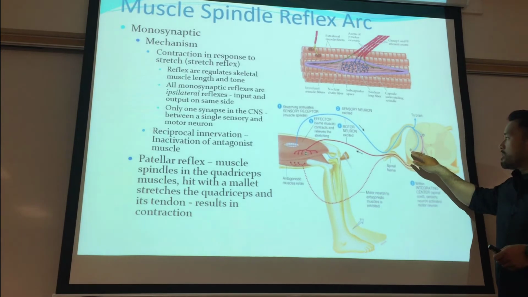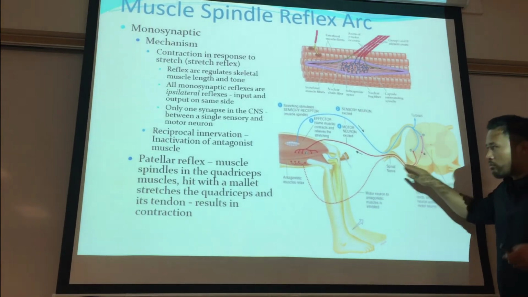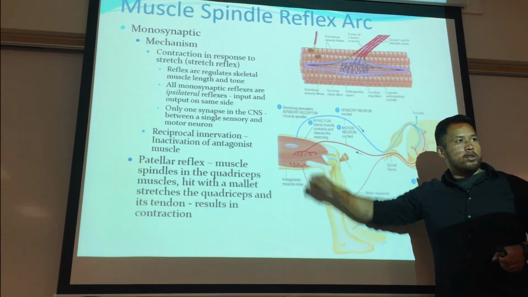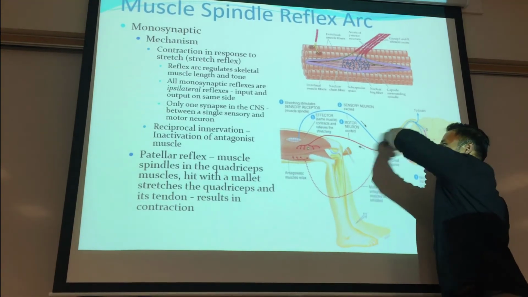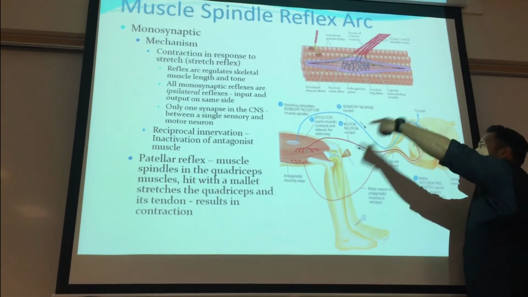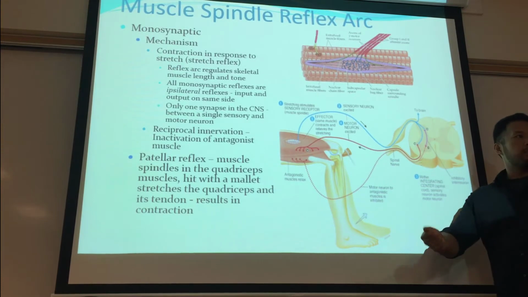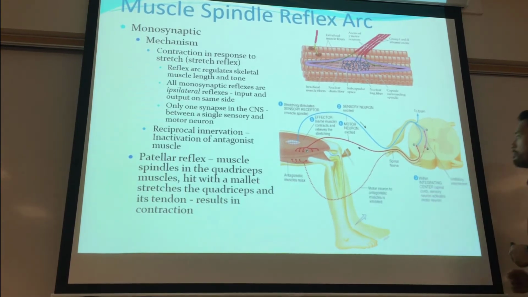An excitation of that lower motor neuron results in a contraction. So what starts off with a stretch results in a contraction. So this is a form of negative feedback. What started off with a stretch results in a contraction. Now that's not the only piece.